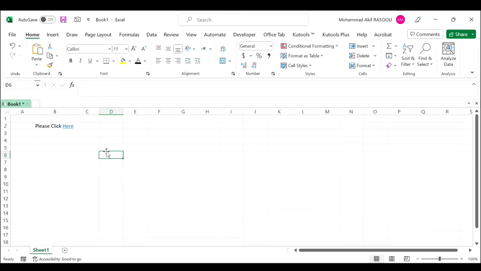This method can only change the appearance of the cell content. The hyperlink is still existing in the whole cell.